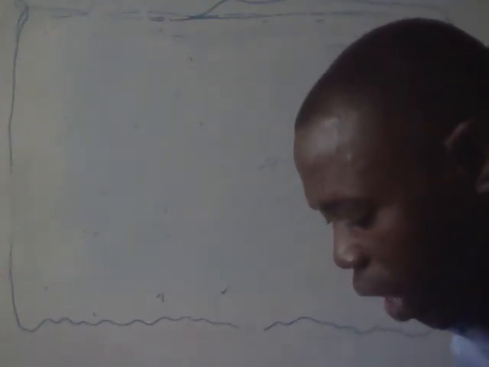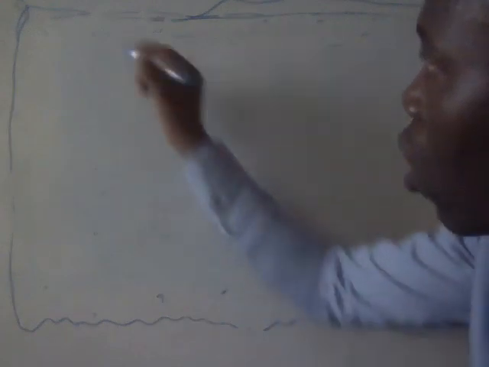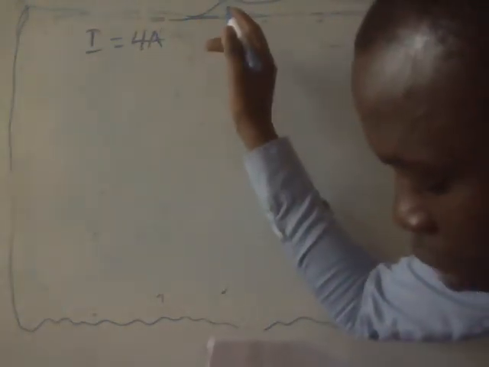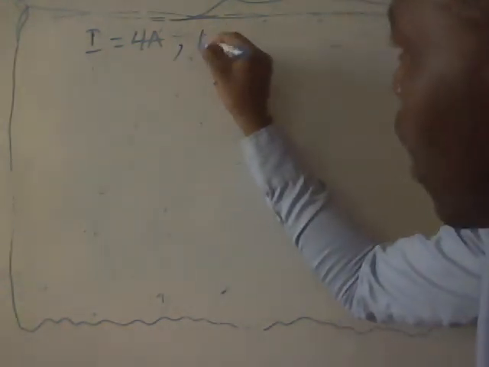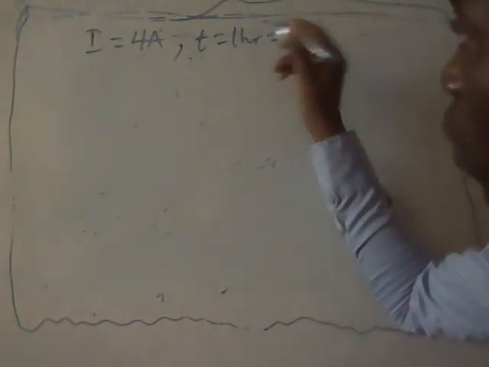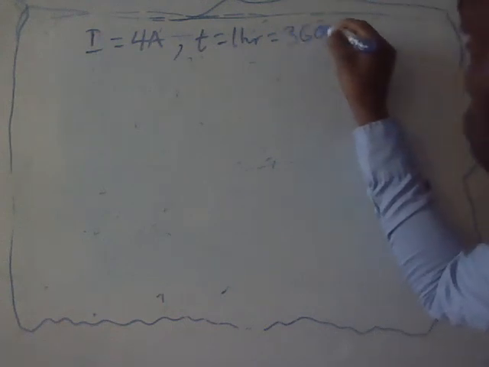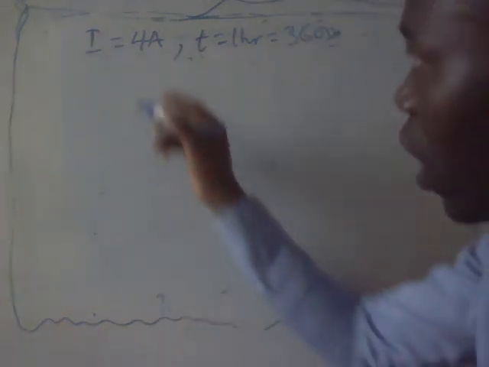So they said a current of 4 amperes was passed through copper 2 tetraoxosulphate(VI) solution for 1 hour. So we are given the current as 4 amperes, and the time as 1 hour. 1 hour to seconds, that would be 1 times 3,600. That's 3,600 seconds.